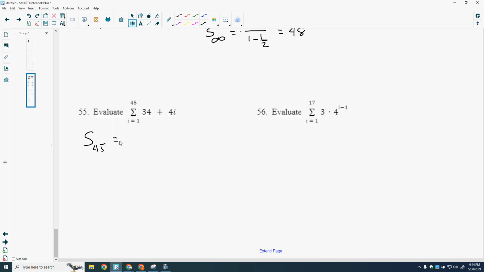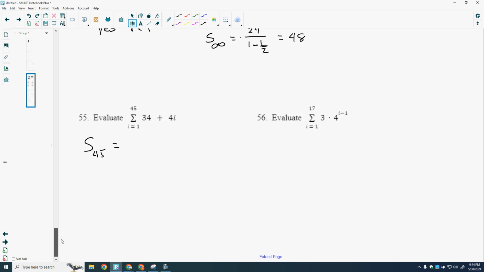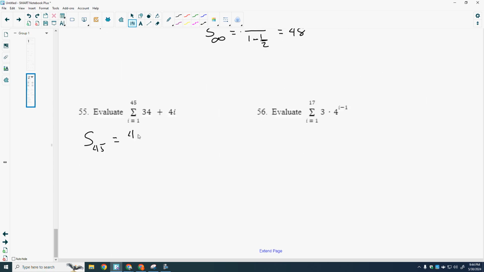It's arithmetic, so I'm doing the exact same formula I did up above here, right? So this formula right here, number of terms, 45, times the first term. How do I find the first term? Plug in 1. 34 plus 4 is 38. How do I find the 45th term, right? A sub n, which is the 45th term. I take 45, I put it right here. 4 times 45 plus 34.